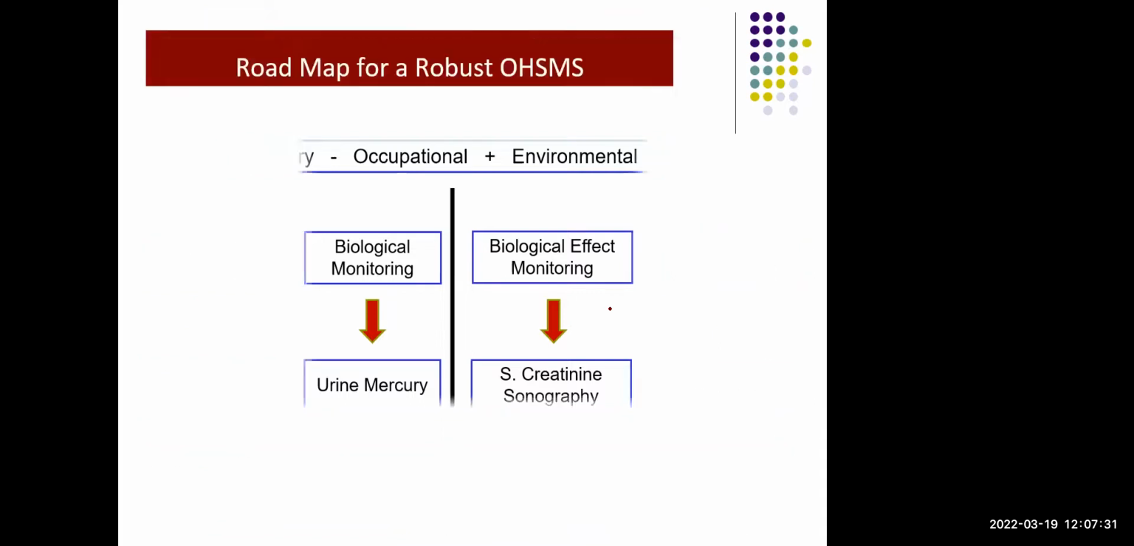So what is the roadmap for a robust occupational health management system? Recognition is a vital tool. You should not think that if I spend money on that, it's an expense. No, it can save you a lot of money. Safety is never an expense, it's an investment.